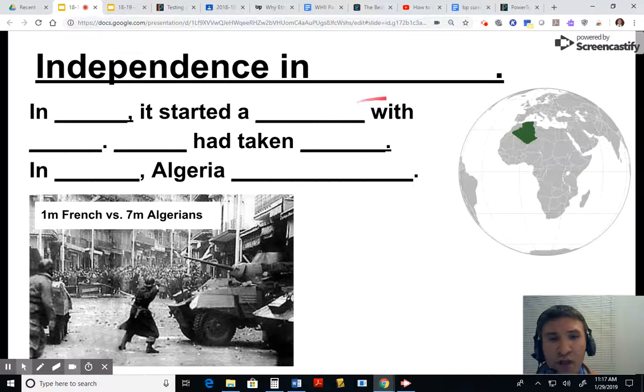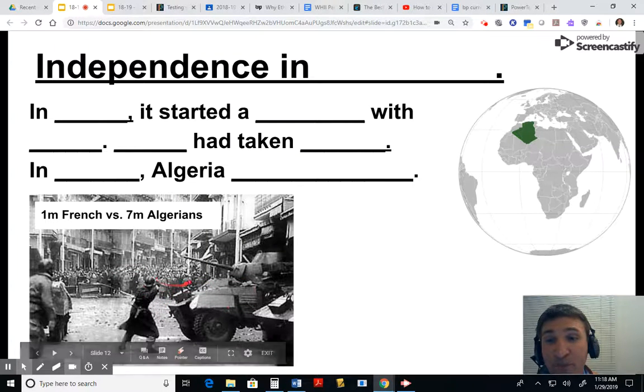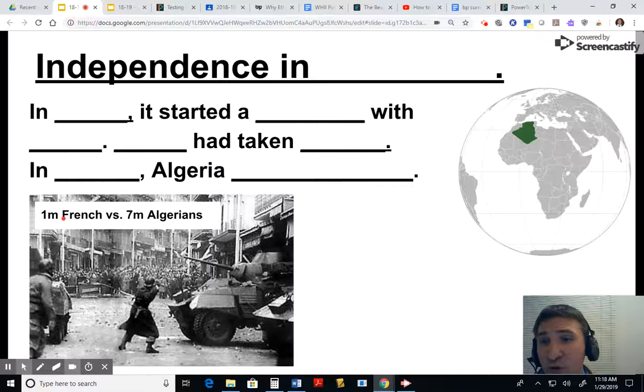Now we go to another country further north. This is Algeria, independence in Algeria. In 1954, it started a bloody war with France. France had taken the country's best farmland. And in 1962, Algeria won its independence. And this is a battle scene from the streets of Algeria. It's 1 million French versus 7 million Algerians, and it didn't end well for the French, although there was much loss of life on both sides.